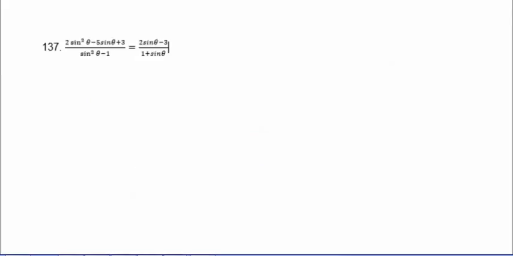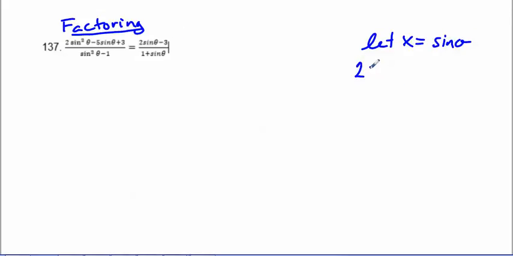All right, problem 137. This is a factoring problem. So when you see a problem that you think might be a factoring problem, it can help you to change your trig functions into x's. So you can let x equal sine theta, so that now what you're looking at is 2x squared minus 5x plus 3.